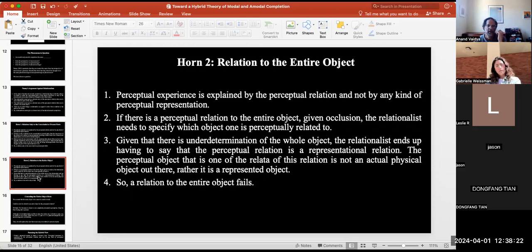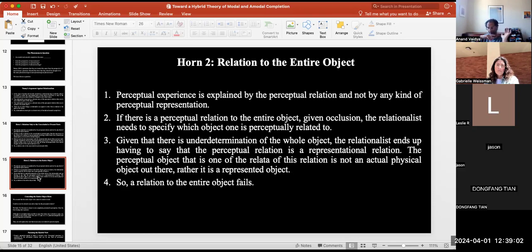Second one, perceptual experience is explained by the perceptual relation and not by any kind of perceptual representation. If there is a perceptual relation to the entire object, given occlusion, the relationalist needs to specify which object one is perceptually related to. Given that there is underdetermination of the whole object, the relationalist ends up having to say that the perceptual relation is a representational relation. The perceptual object that is one of the relata of this relation is not an actual physical object out there, rather it is a represented object. So relation to the entire object fails.